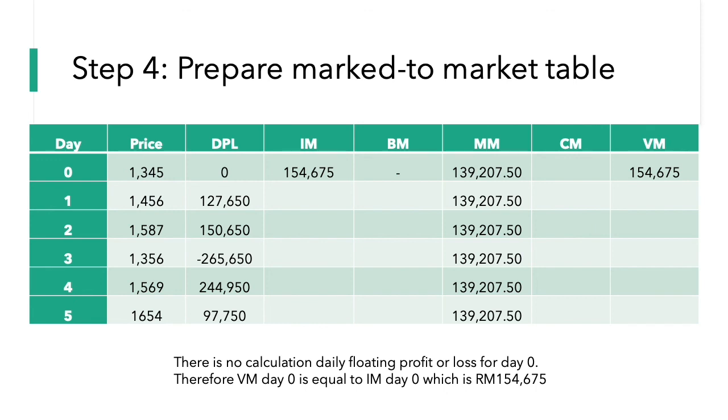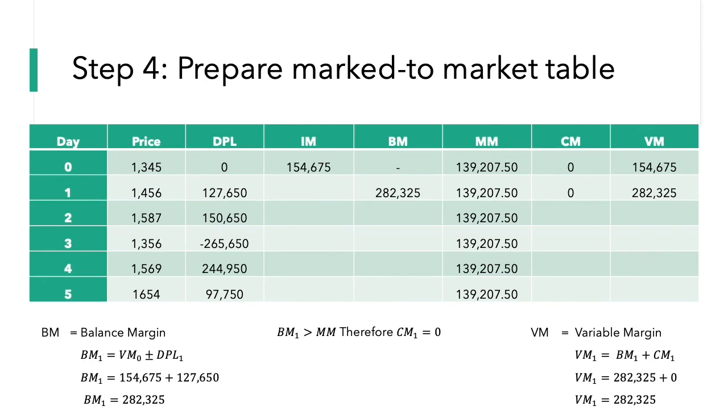Then you can calculate for day 2 by using the same procedure as the previous calculation for day 1. Balance margin day 2 is equal to variable margin day 1, which is 282,325 ringgit, plus profit day 2, which is 150,650. So your balance margin in day 2 is 432,975 ringgit. Then you compare this amount with maintenance margin. It is higher than maintenance margin, so your call margin in day 2 is equal to 0. So your variable margin in day 2 is 432,975 ringgit, which is the balance margin day 2 plus call margin day 2, which is 0. So your variable margin day 2 is 432,975 ringgit.